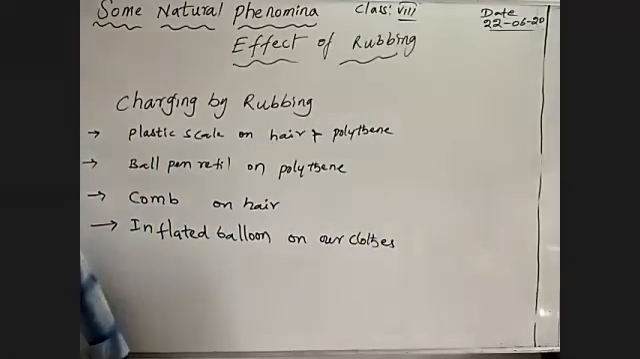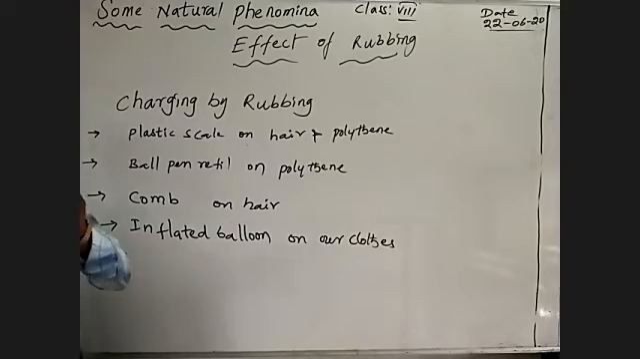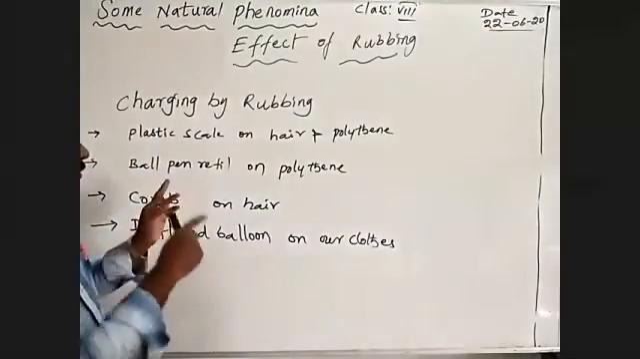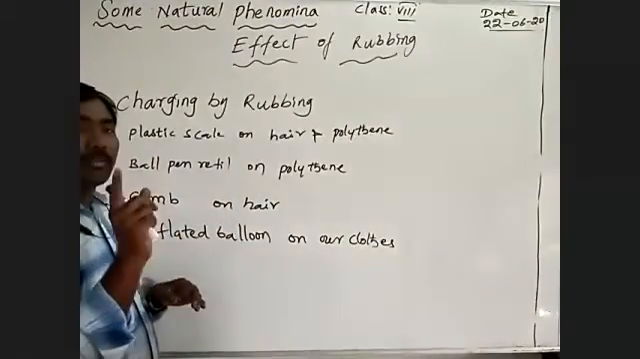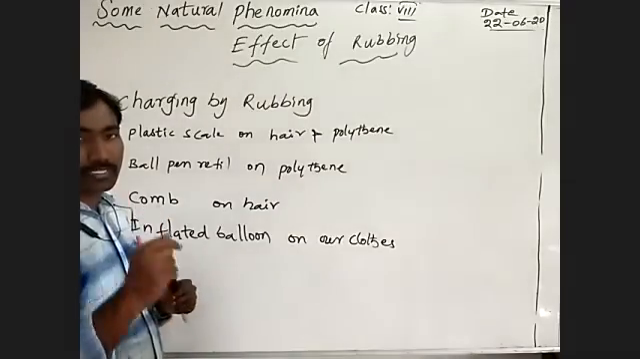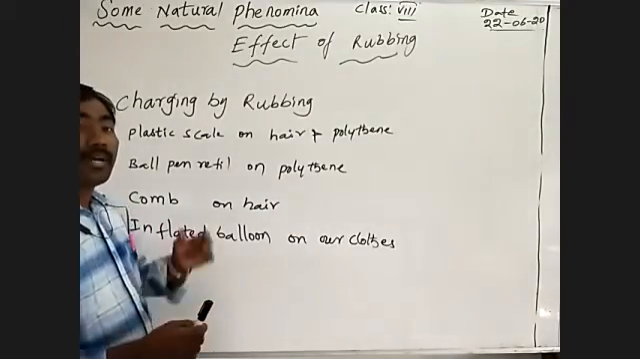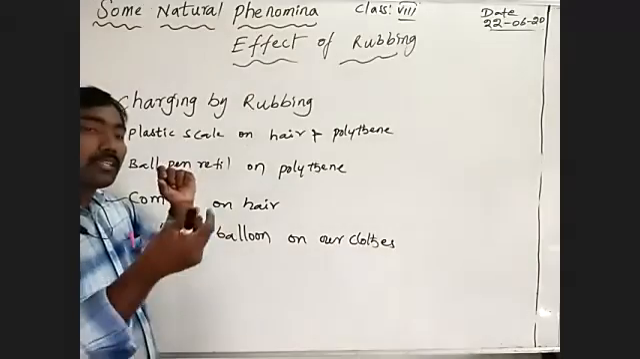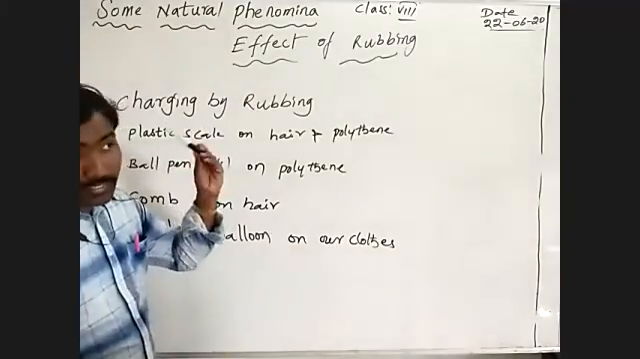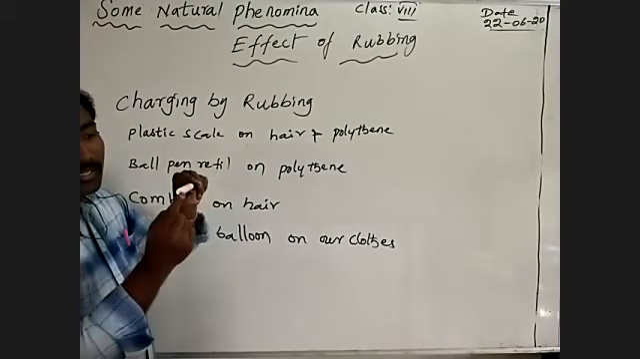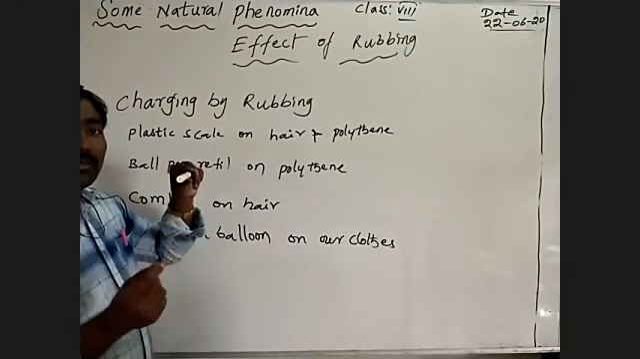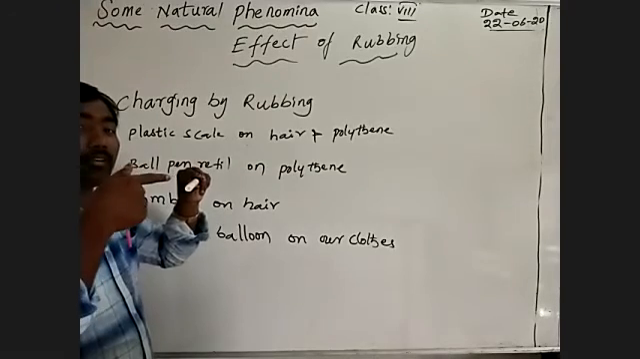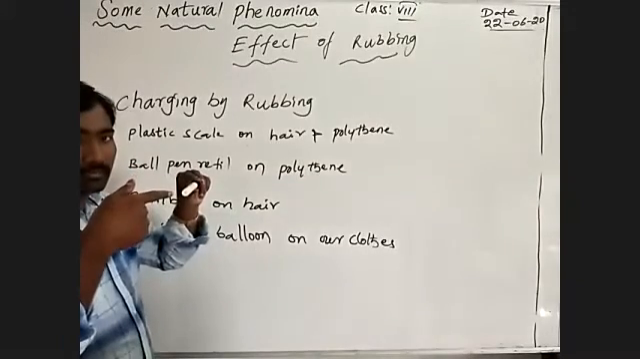We can do all these activities, but one thing we have to remember: we have to take a precaution. We can do them at home, but if you want to, we have to maintain one precaution. After rubbing, we should not touch the surface where we rubbed, the spot. And also, we should not place any contact of metal on that rubbed surface.